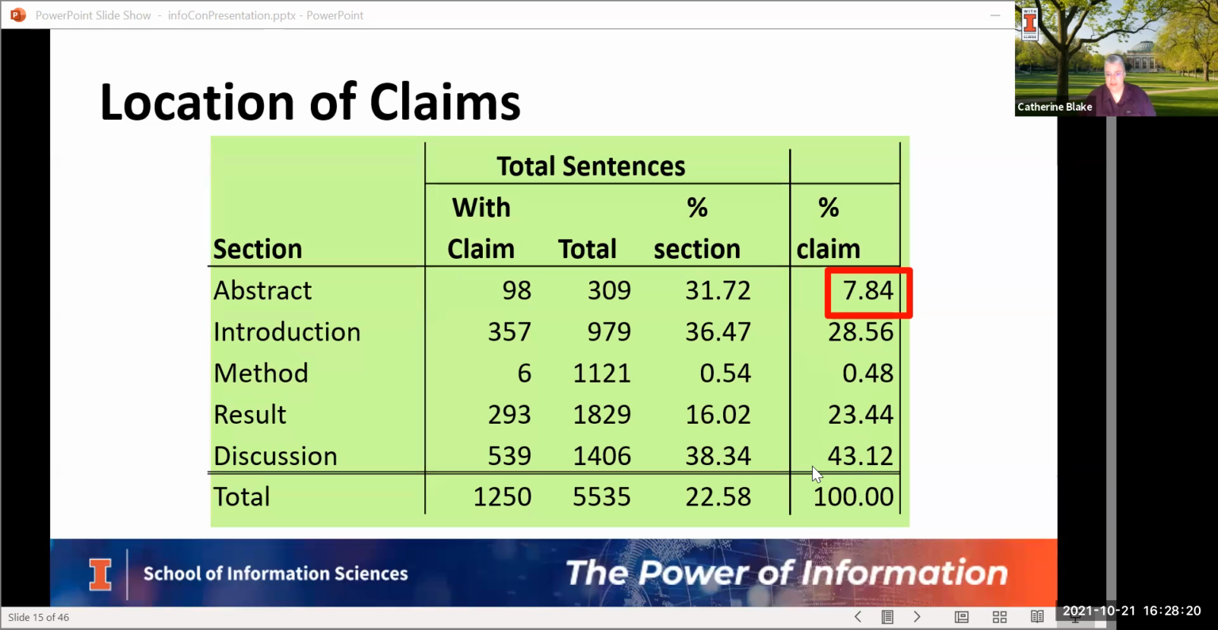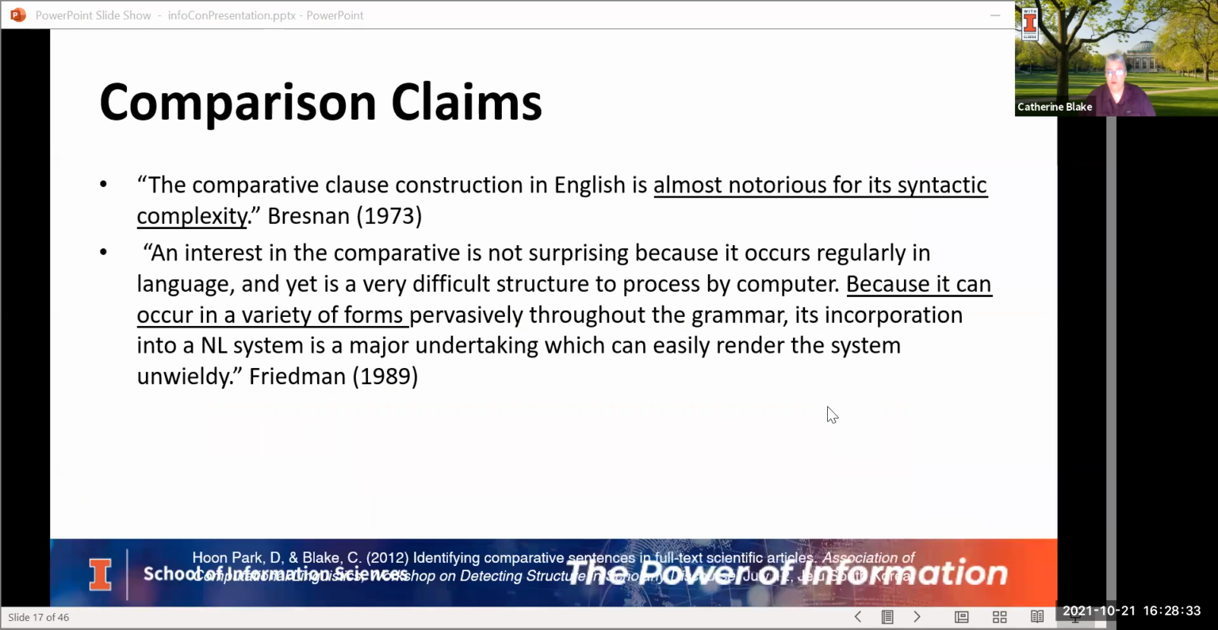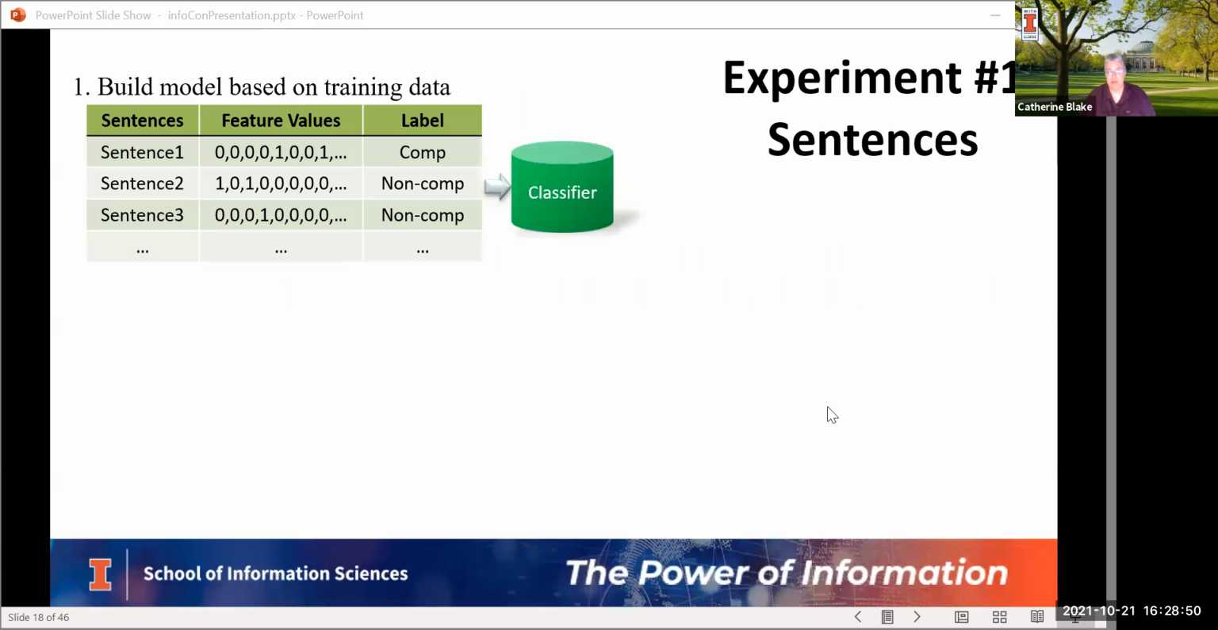You can see here that there's a lot in the discussion section, a little bit in the introduction, and a little bit in the results. So that gives you a lay of the land, the bigger picture of the claim framework. But I wanted to zoom in on these comparison claims, because I think they are really important. They only appear about 5% of the time, but they are packed with information. And so we've been working on how to extract the elements from those comparison claims.